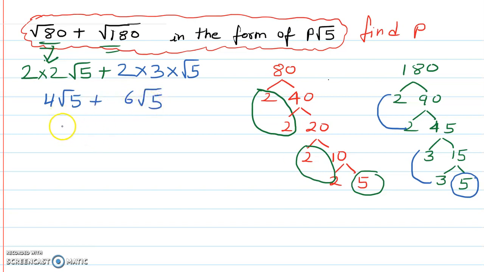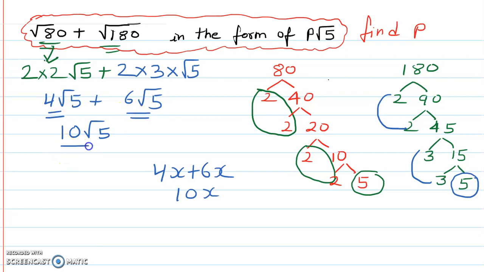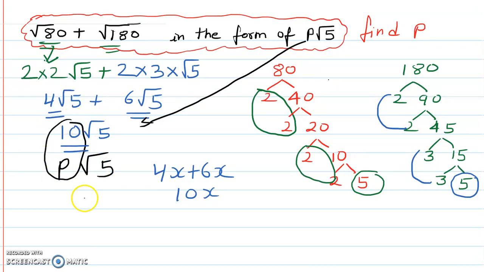4 root 5 plus 6 root 5 is 10 root 5. Why? Because if you add 4x plus 6x, that is 10x. If you add 4 Pepsi plus 6 Pepsi, it will be 10 Pepsi. So similarly, if it is 4 root 5 and 6 root 5, it will be 10 root 5. So if you compare it with p root 5 from here, we got p is equal to 10.